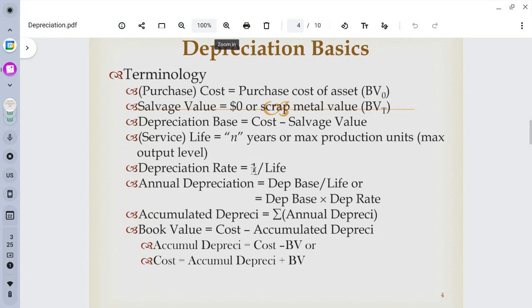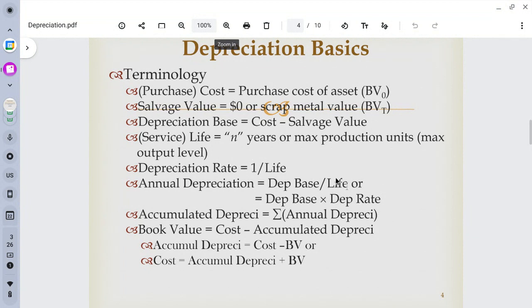And the depreciation rate, that means the percentage of depreciation, will be 1 over the service life. If the service life is 5 years, then each year it will be 20%, 1 over 5. So the annual depreciation is either the depreciation base divided by service life, or the depreciation base times the depreciation rate.